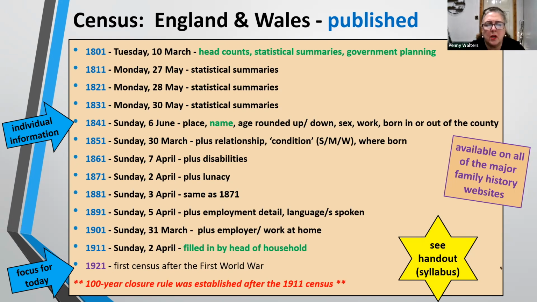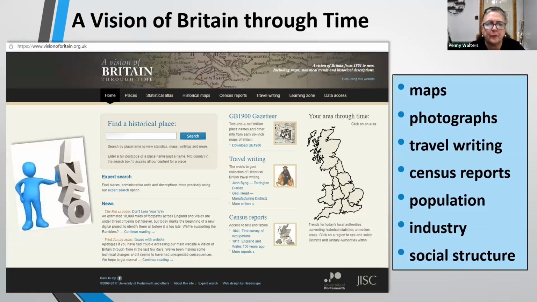1901, a column was added about employment. And I'm going to talk to you in a little bit of detail about 1911 and obviously about 1921. After 1911, the government put a 100-year closure rule. So that's worthwhile having a think about as well. So don't forget, this slide's too busy, but it is in your handout.